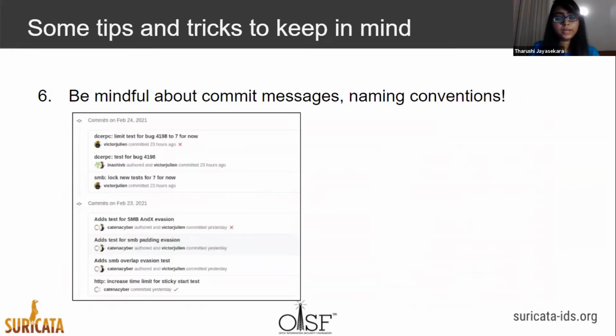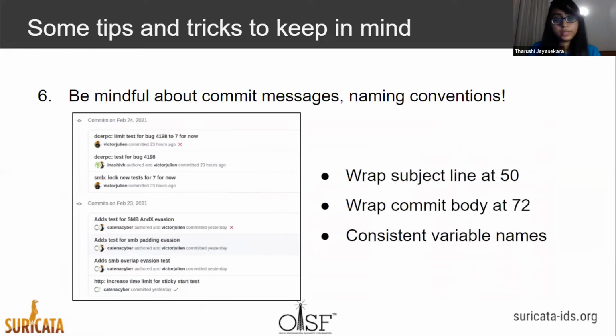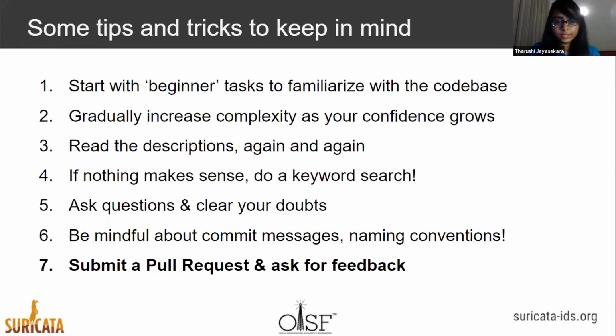Another thing to be mindful about is how you structure your Git commit messages. Generally, you're advised to wrap the subject line at 50 characters and the commit body at 72 characters. In open source, it's important that these conventions are followed because so many people will be contributing to the same project, and it's nice to have consistency. Now that you've done some work, you should always go ahead, submit a pull request and ask for feedback to make sure you've been doing the correct thing.